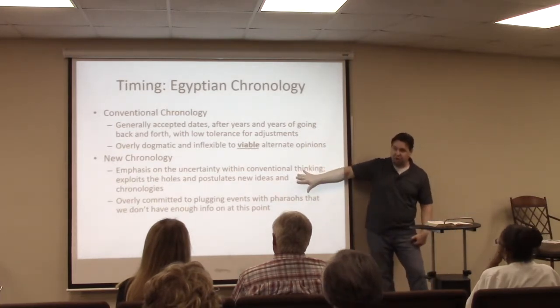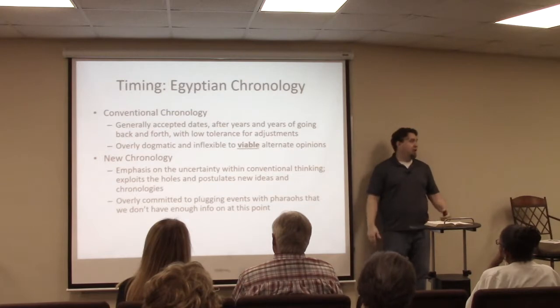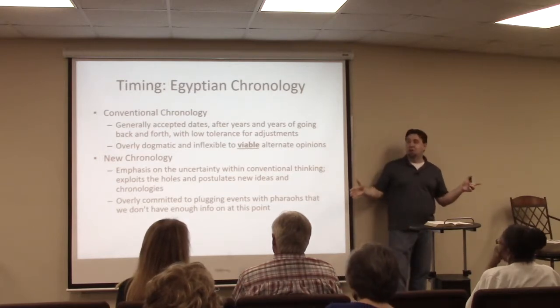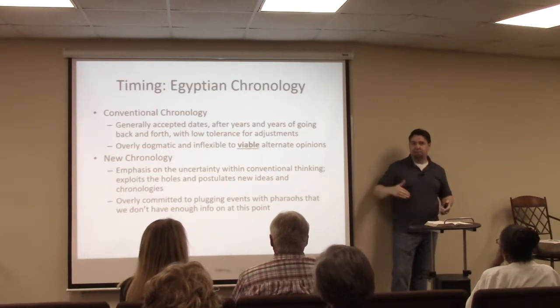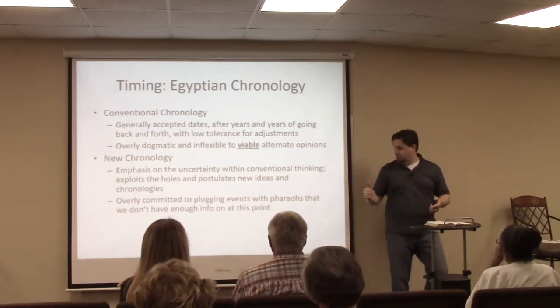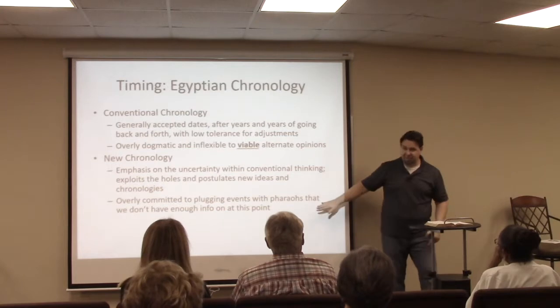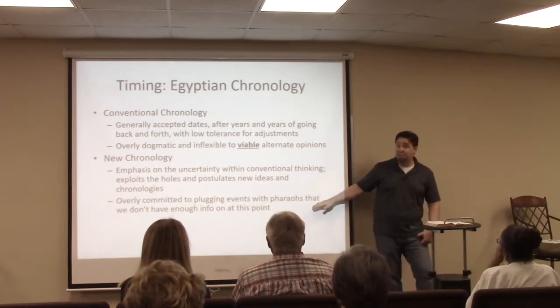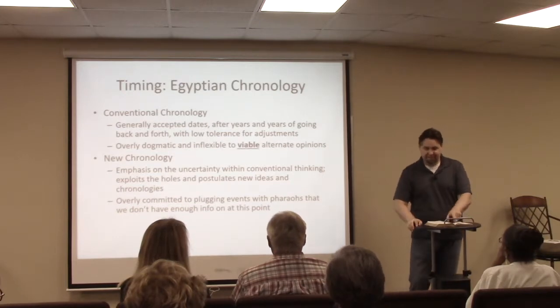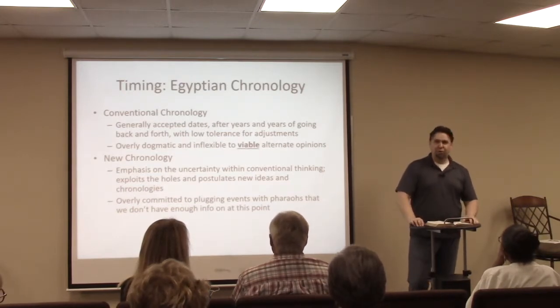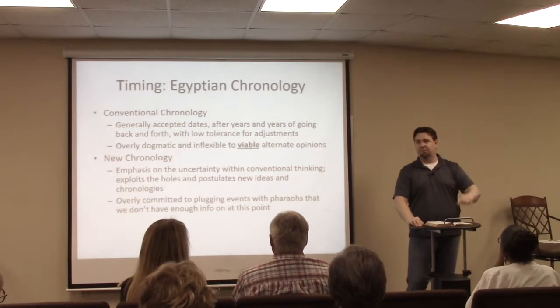The new chronology are those who say, wait a minute, we don't have a lot of definite information. We need to look at some other sources and try to figure this out, and we may need to make some adjustments. Their problem is that they're overly committed to plugging events in the Bible into pharaohs that we just don't have a lot of info on. Do you think that's a problem? We don't know much about that pharaoh, but we're going to say it's him because we don't know much about that pharaoh.